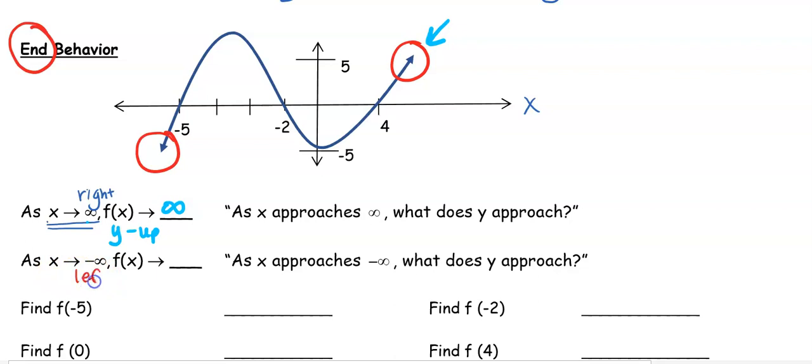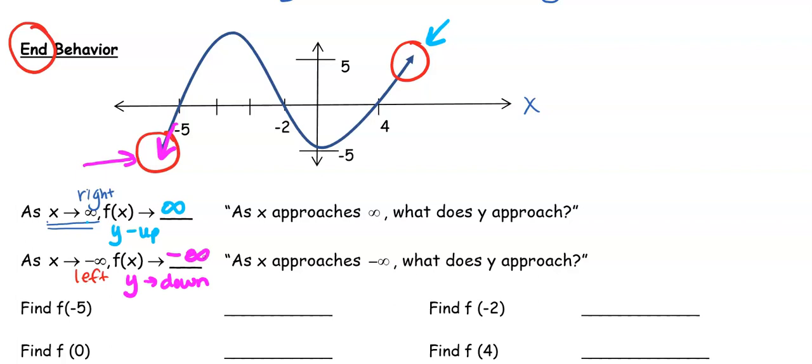Negative means as you look left. What's happening when I look left? When I look to the farthest left right here, my arrow is going down, which is why my y is going to be going towards negative infinity. All right, so the end behavior is just which way are your arrows pointing on the very ends, to the very far left, to the very far right.